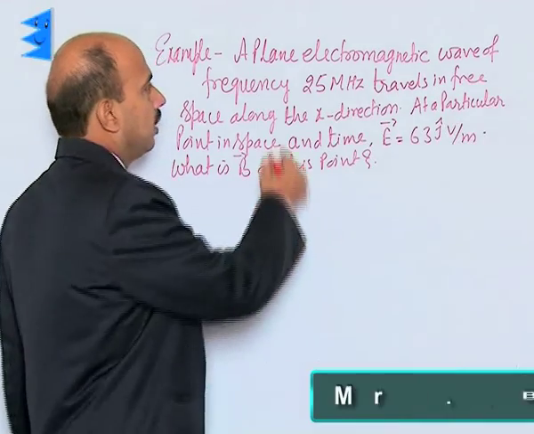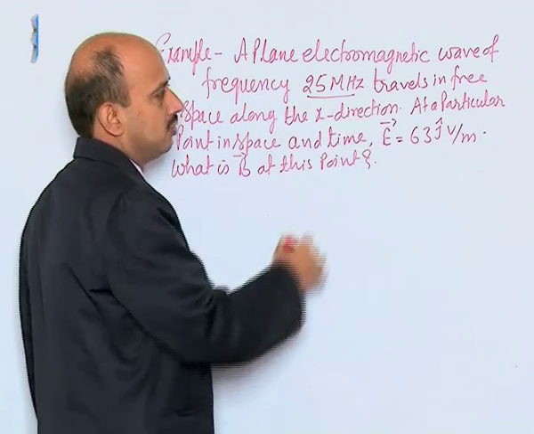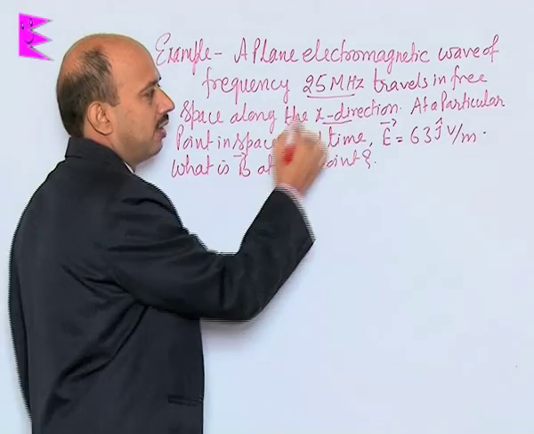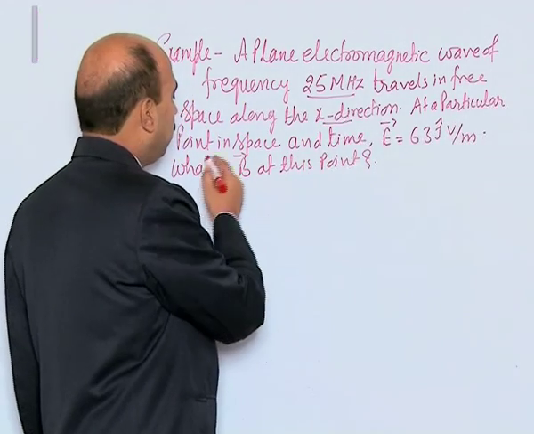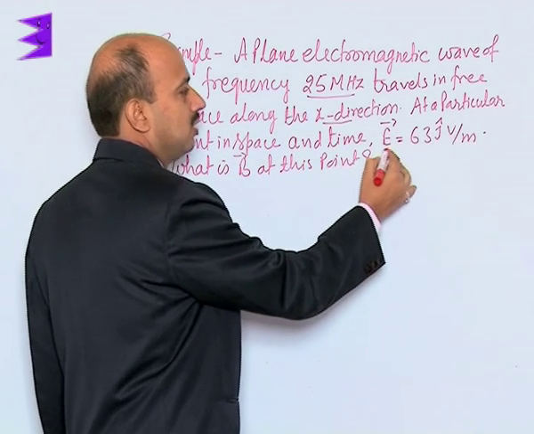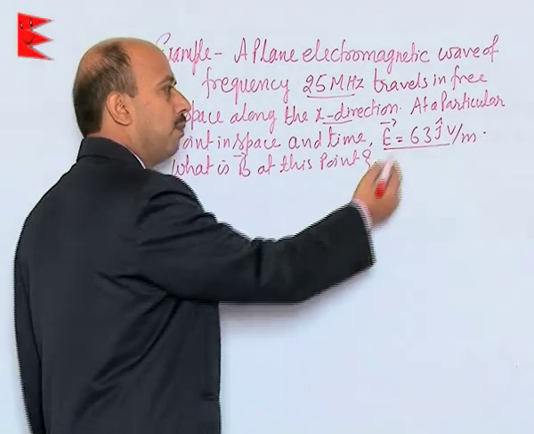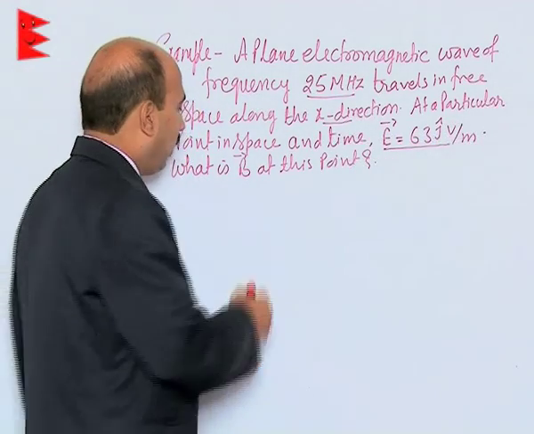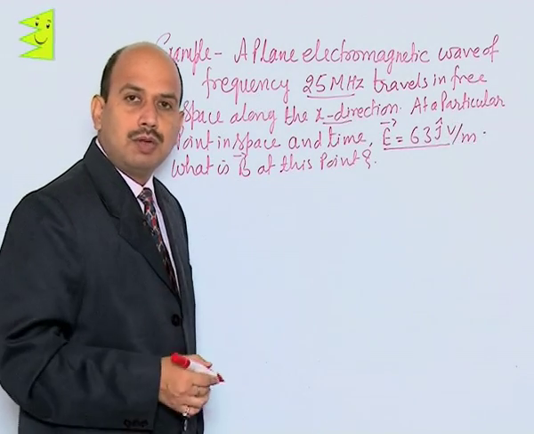Now see here, a plane electromagnetic wave of frequency 25 megahertz travels in free space along the x direction, that is the positive x axis. At a particular point in space and time, E is equal to 63 volt per meter j cap. It means the electric field is along plus y axis. What is the magnetic field at this point? So, you have to calculate the magnetic field.